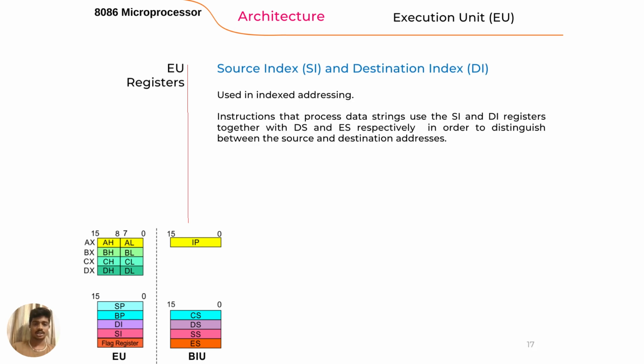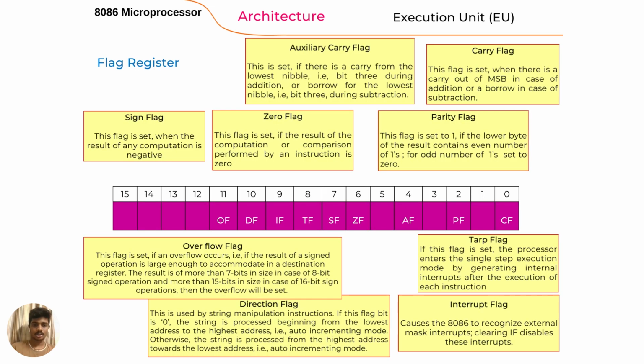Source index and destination index. Source index is used for source purpose and destination index is used for destination purpose. Now, if we talk about flag register, the flag register is of 16 bit, out of which 9 bits are used. The first bit is used for carry flag. Carry flag, this flag is set when there is a carry out of MSB in case of addition or a borrow in case of subtraction.